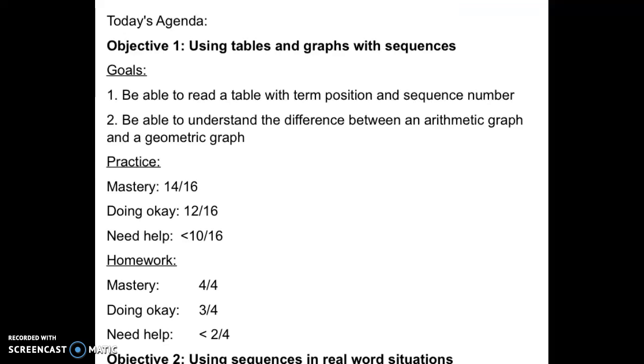All right, part two of module one has the following two objectives.